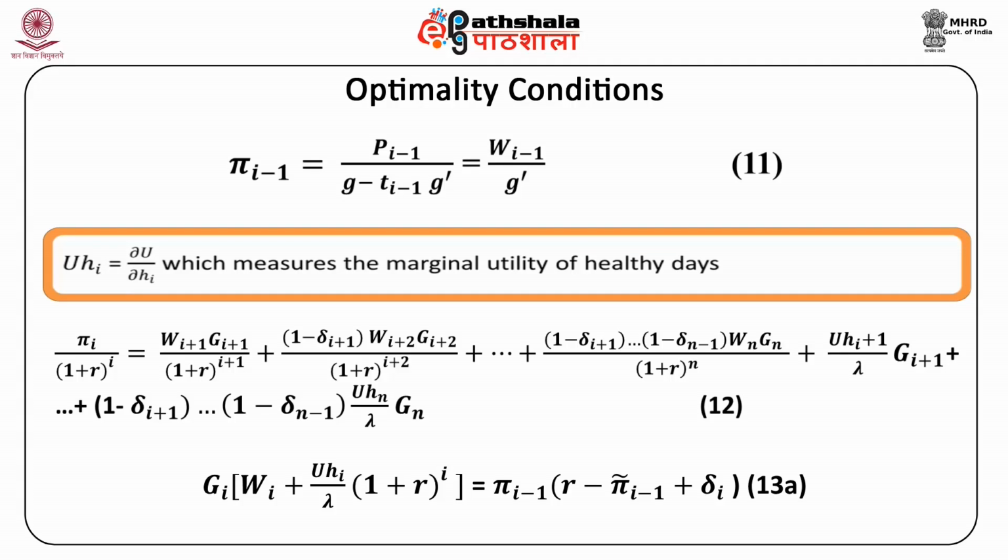From 10 and 12, Gi (Wi plus Uhi upon lambda) upon (1 plus R) raised to the power i is equal to pi i minus 1 (R minus pi i minus 1 delta plus delta i), equation 13a. Here pi i minus 1 delta is the percentage rate of change in marginal cost. This equation describes the condition for demand for capital goods in a perfect market, where the value of marginal product of optimal health stock at any point in time is equal to the supply price of capital.